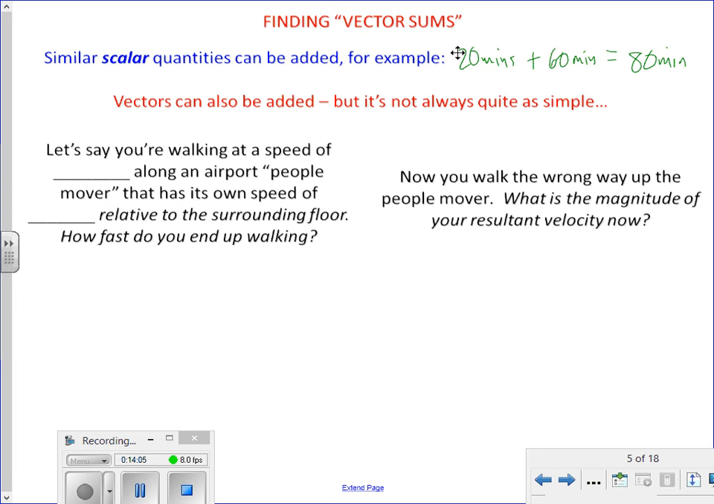All right, so for example, let's say you're walking. How fast do people walk? Well, people walk really about 1 meter per second. Imagine one of these people movers at the airport. You know what I'm talking about? Conveyor belt, for lack of a better word. But that thing has its own speed relative to the floor around it of, say, 1.5 meters per second. Well, how fast do you end up walking? Well, maybe this is a duh, but you end up walking 2.5 meters per second.